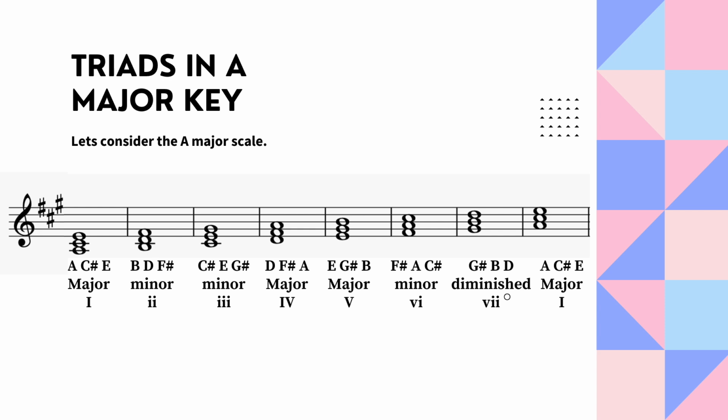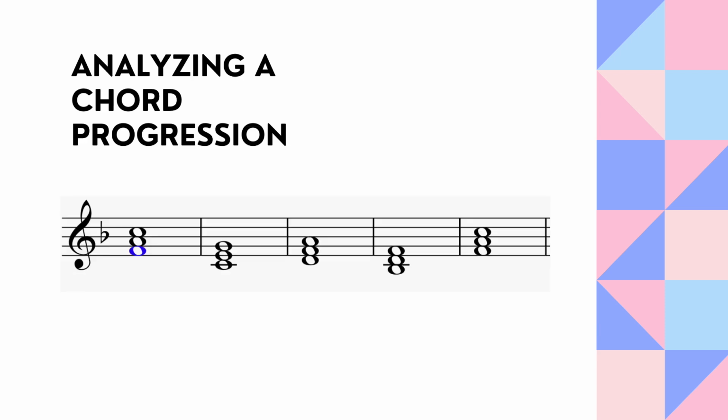The intervals in each major scale are the same. Remember the whole, whole, half, whole, whole, whole, half formula? So the qualities of the diatonic triads are also the same. Now, how do we apply this information to a piece of music? Here, we have a simple chord progression that we can analyze using Roman numerals.